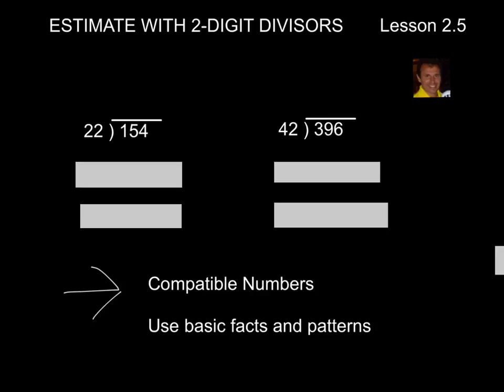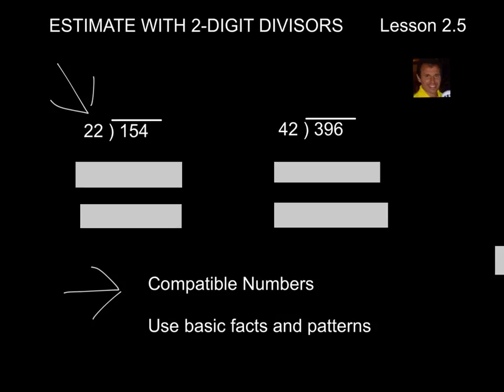For our first problem, on our left, we have 154 divided by 22. Finding compatible numbers is different than rounding numbers. If we look at 22, yes, that is close to 20. And then we're going to find a number that 20 divides into evenly.